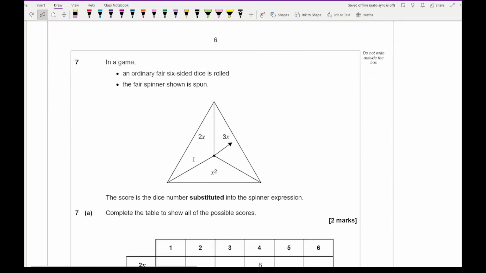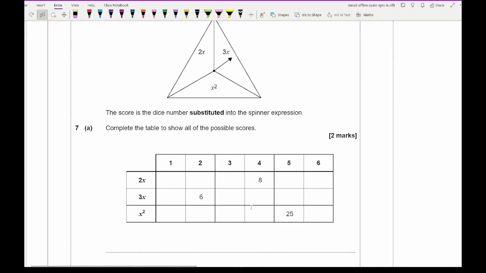Moving on to question 7, it says, in a game an ordinary fair 6-sided dice is rolled and the fair spinner shown is spun. The score is the dice number substituted into the spinner expression. Complete the table and show all the possible scores.